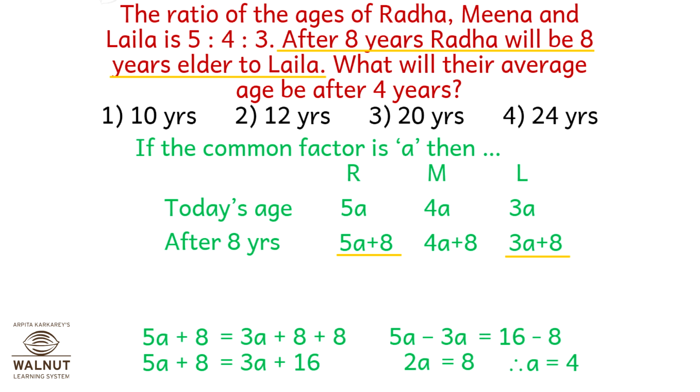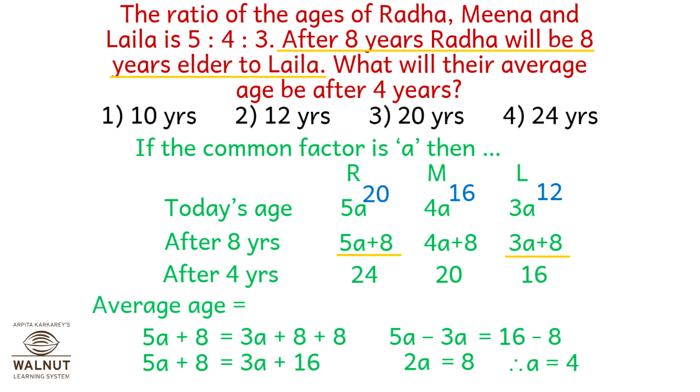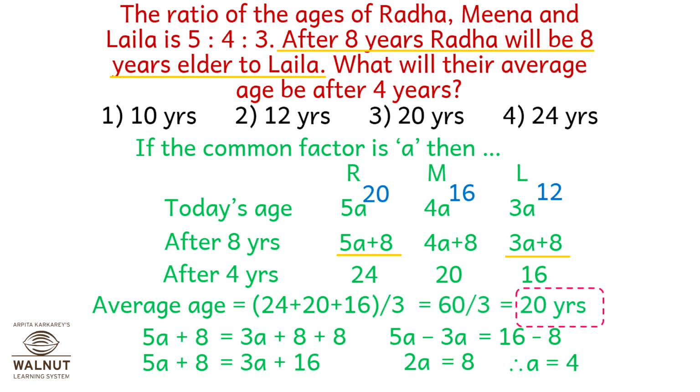Now what will their average age be after 4 years? So for that we need to find out what their age is today. So Radha will be 20 years, Meena will be 16 years and Laila will be 12 years. After 4 years they will be 24, 20 and 16 respectively. So the average age becomes 24 plus 20 plus 16 upon 3, which is 20 years. Option number 3.